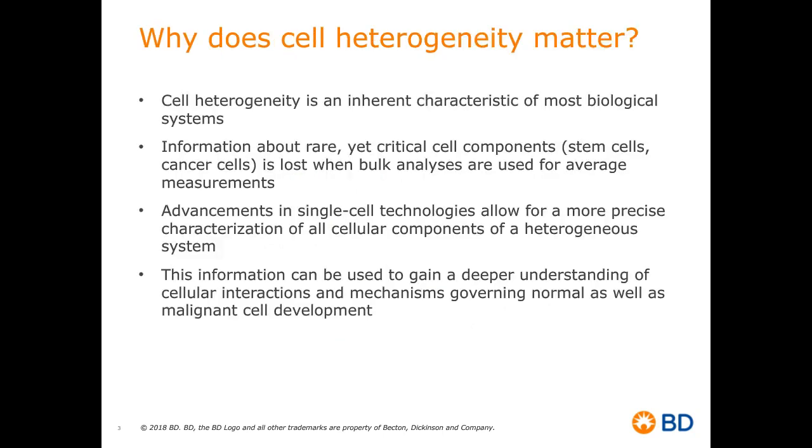And this is important because, as I mentioned, cell heterogeneity is an inherent characteristic of most, if not all, biological systems. And as we showed, with bulk analysis, information about rare but still critical cell components like stem cells or cancer cells is usually lost when bulk analyses are used for average measurements. But with advancement in single-cell technology, today we can perform a more precise characterization of all cellular components of the system. And this allows us to gain a deeper understanding of all the interactions and cellular networks, and eventually the mechanisms governing normal as well as malignant cell development.